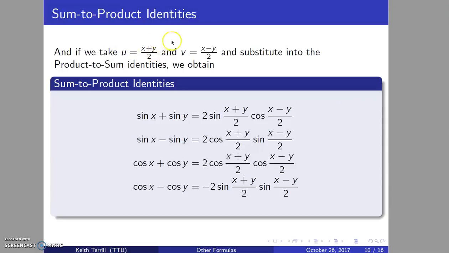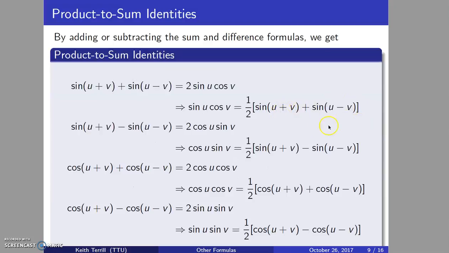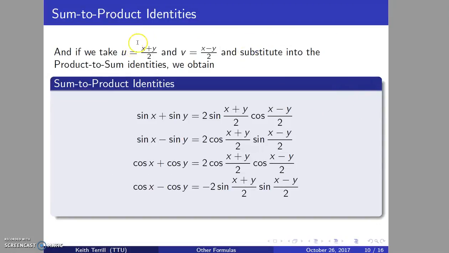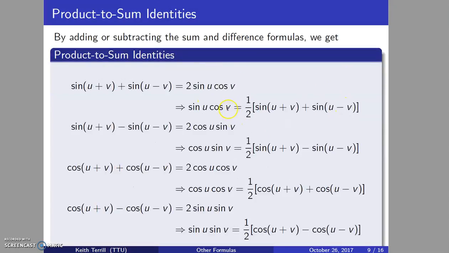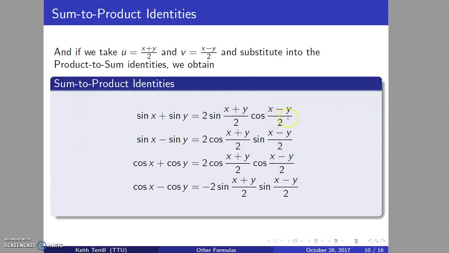Because we can also take these formulas and make a substitution, specifically take u to be (x plus y) over 2, and v to be (x minus y) over 2. So go ahead and start with one of these equations, say this one. And substitute u for (x plus y) over 2, v for (x minus y) over 2. And so the sine u becomes sine of (x plus y) over 2. The cosine v becomes cosine of (x minus y) over 2. And with a little bit of rewriting, you will end up with this first sum-to-product identity.